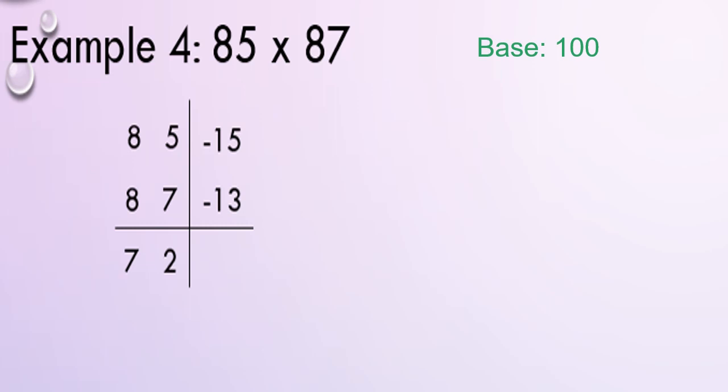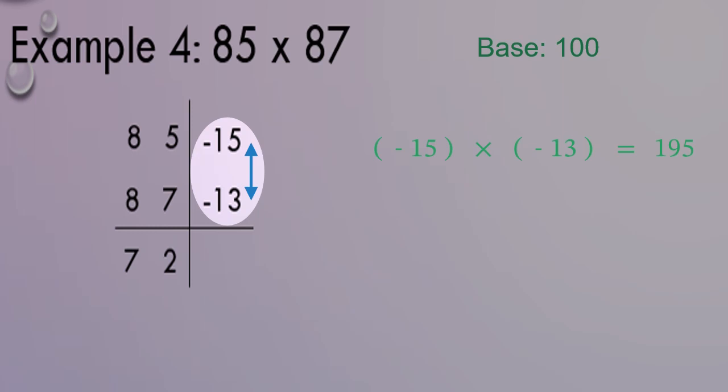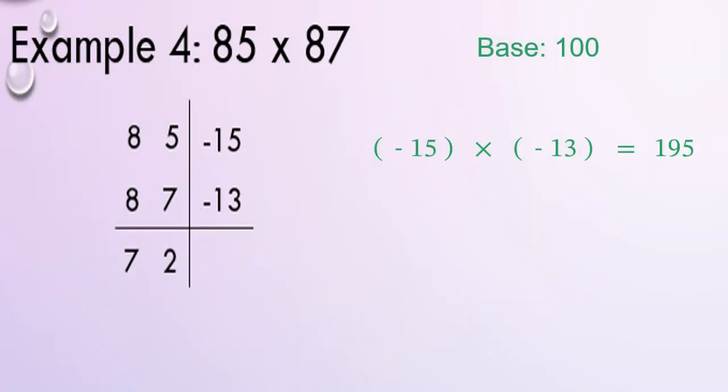Step 3, which is multiply vertically on the right-hand side. Here we have minus 15 and minus 13 on the right-hand side of vertical line, so multiply minus 15 and minus 13, which gives us plus 195. And write 195 in answer line on the right-hand side of vertical line.